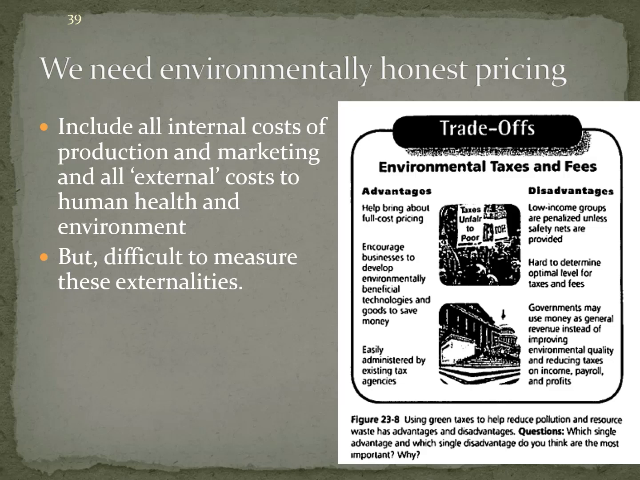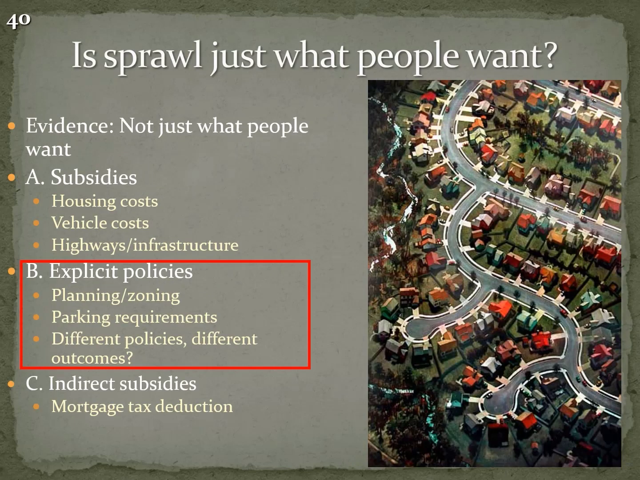And then one other disadvantage, governments, and they do this all the time, might use the money as general revenue. So basically use the money for whatever the fuck they want instead of actually using it towards improving environmental quality, reducing taxes on income. They might not use the money for what they're supposed to use it for.